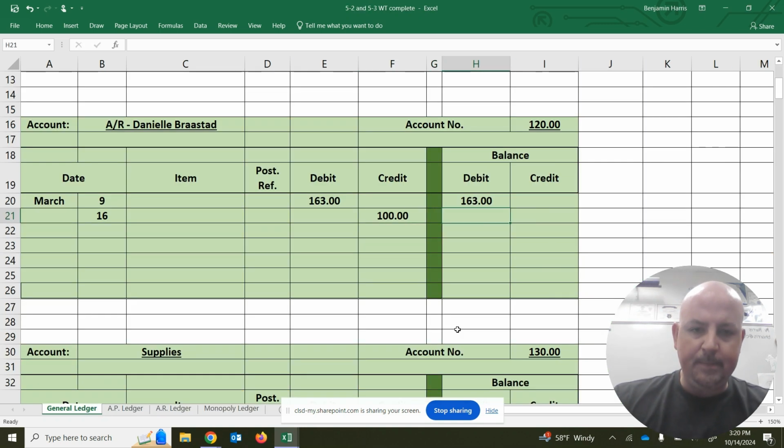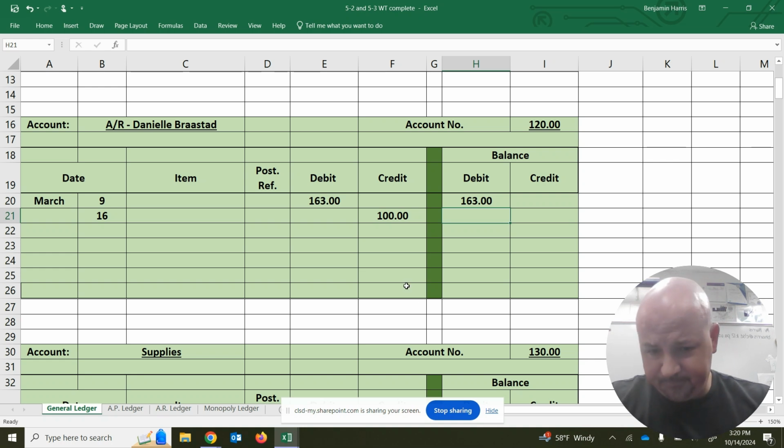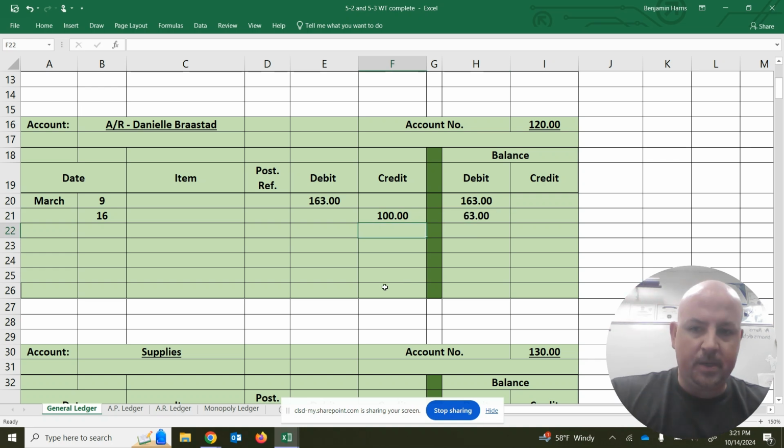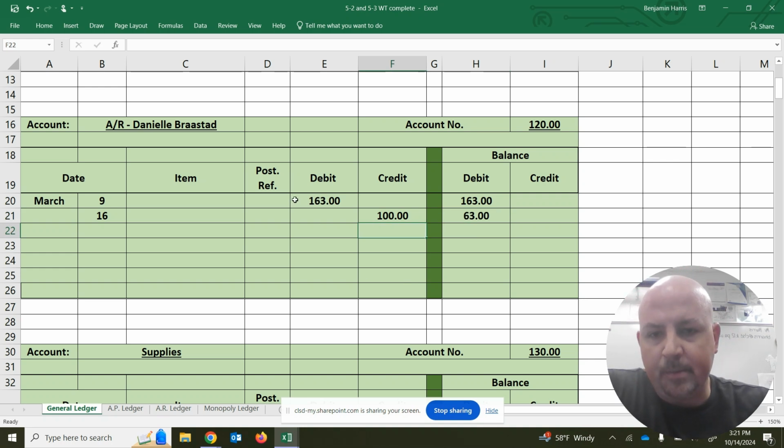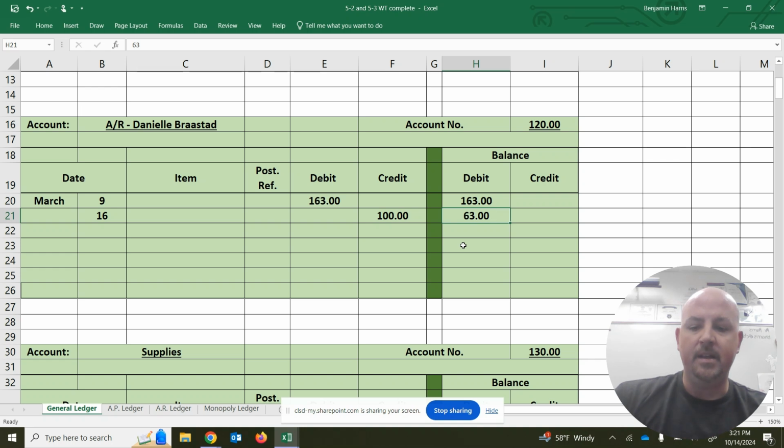Well, we have a debit balance and a credit coming in. Once again, that means we're going to subtract the two. 163 minus 100 is $63. The story would go that this is a receivable. She owed us money. She bought some stuff from us on the 9th, owed us $163. A week later, she comes in with $100. We accept the $100 and say, you still owe us $63. That will be paid off at some time in the future.